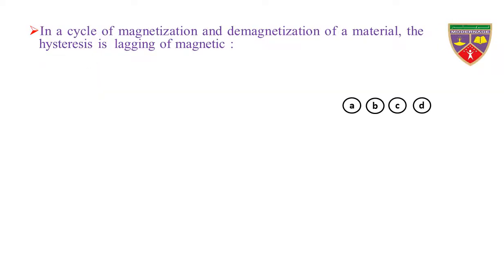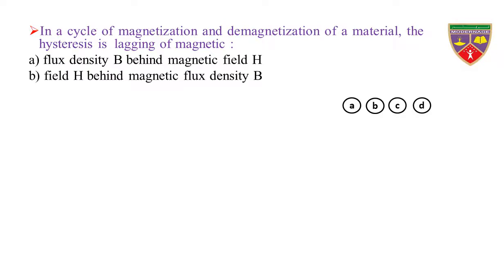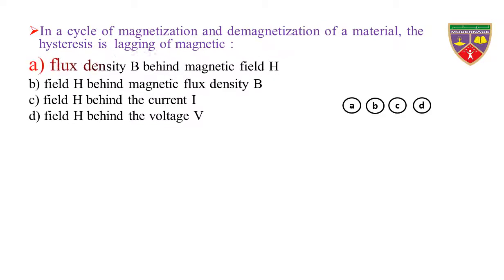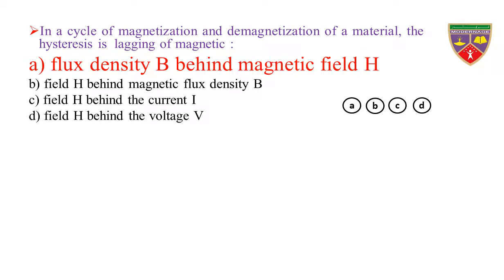In a cycle of magnetization and demagnetization of a material, the hysteresis is the lagging of: option A, magnetic flux density B behind the magnetic field H; option B, field H behind magnetic flux density B; option C, field H behind the current I; option D, field H behind the voltage V. The key is flux density B behind magnetic field H. Therefore, the correct option is A.